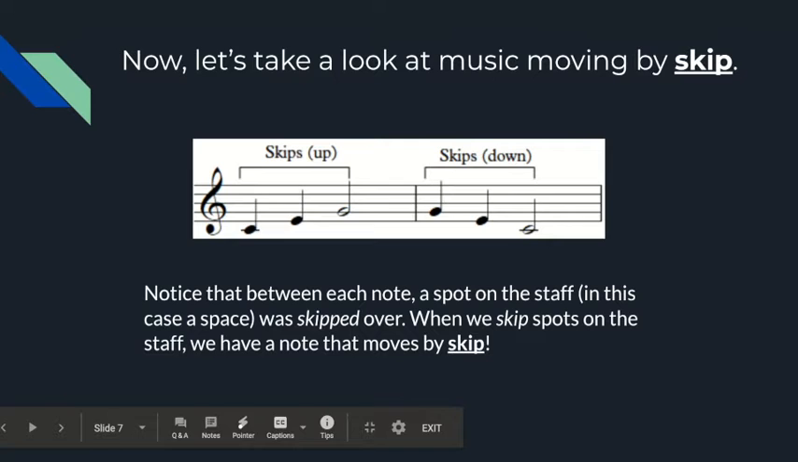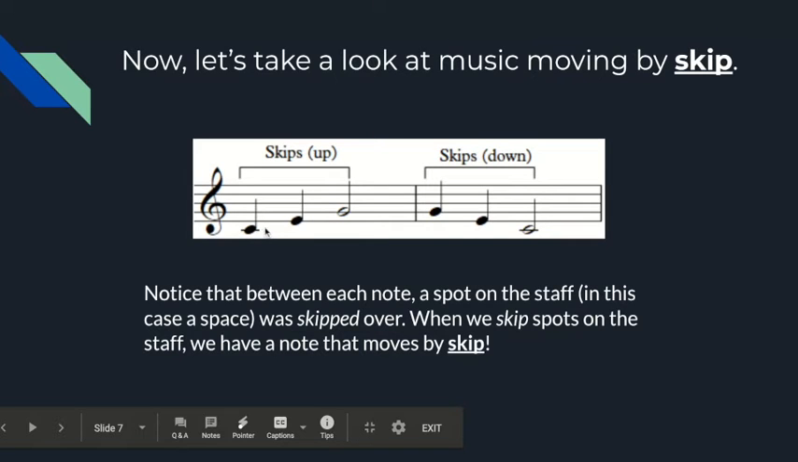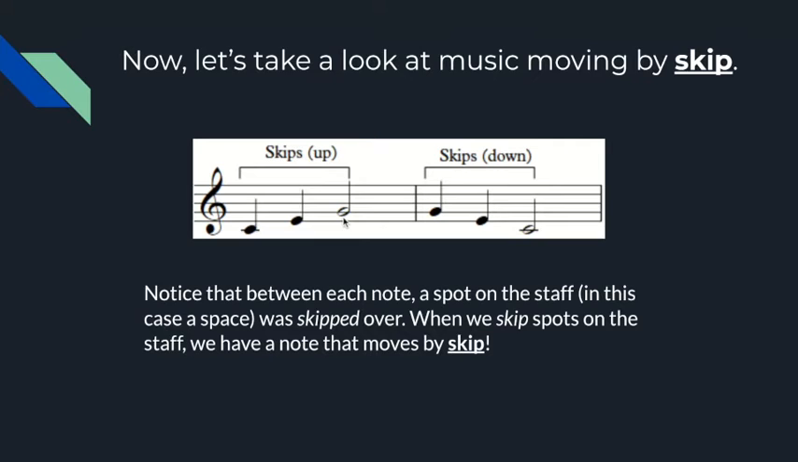Now let's take a look at music moving by skip. Take a look at the picture. Notice that between each note, a spot on the staff, in this case a space, was skipped over. When we skip spots on the staff, we have a note that moves by skip.